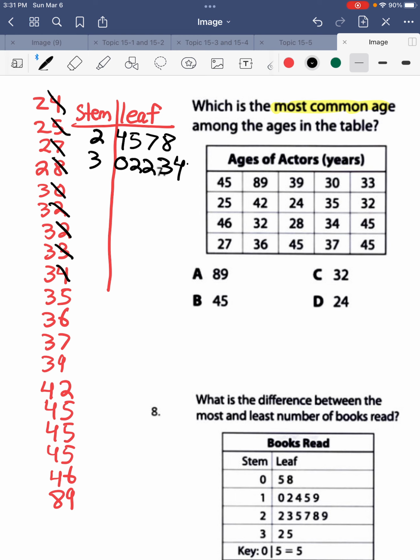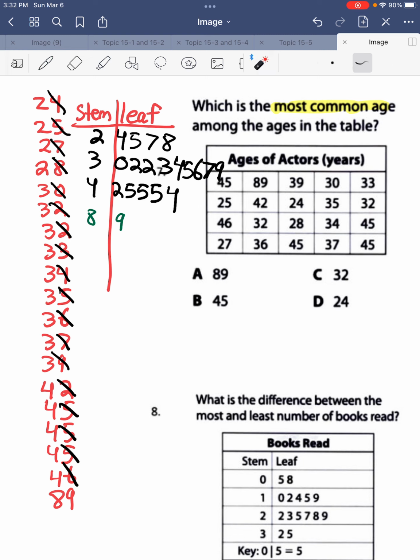34, 35, 36, 37, and 39. Okay, the next I have is 4. So I have 42, 45, another 45, another 45, 46. Okay, and then I go to my 8s, and I have 89. Okay, so I'm looking for the number that appears the most.